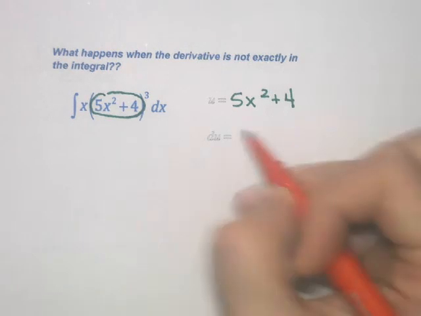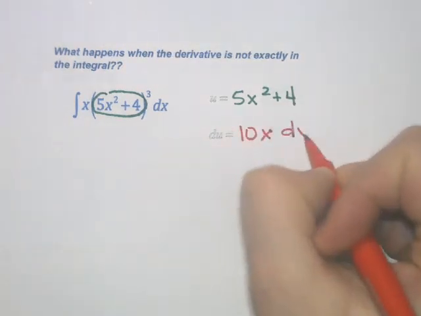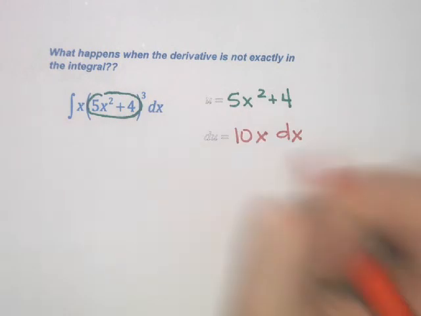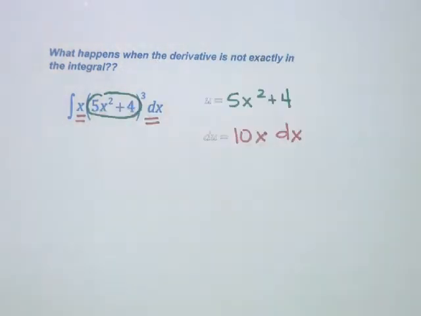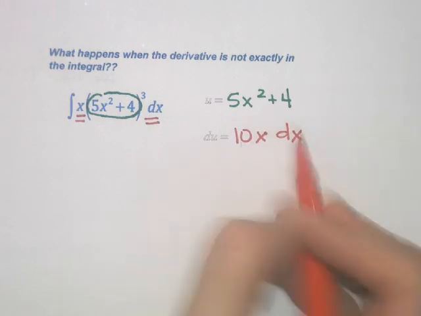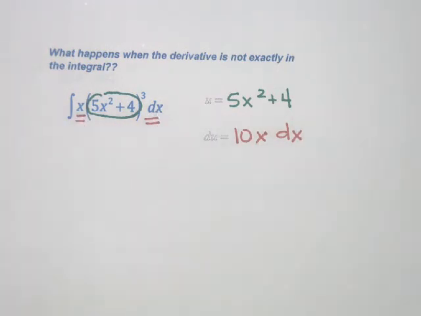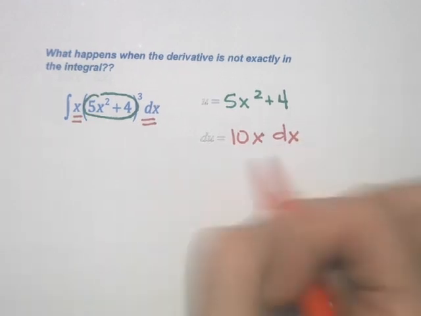Now, when I take that derivative, it's going to be 10x dx. But when I look in my integral, I don't want 10x dx. I'm only left with x dx in the integral. So I actually have too much here in my derivative. I have an extra constant that I don't want to actually have in the integral. And so I want to account for that.